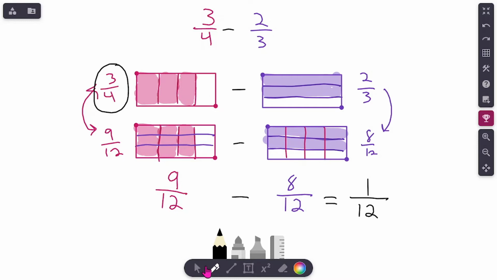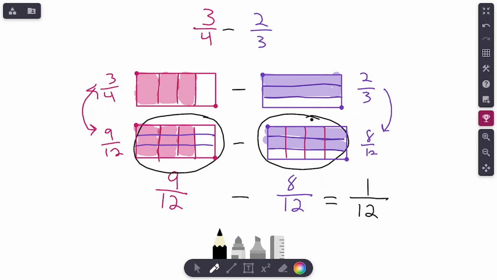Once we created those equivalent fractions, notice this model and this model both have 12 pieces. They both have 12 sections. They both have a common number, a number that's the same. Both of them have 12 sections inside of them. Now, the number of sections that are shaded in is different, obviously. We had 9 out of 12 shaded in. We had 8 out of 12 shaded in.